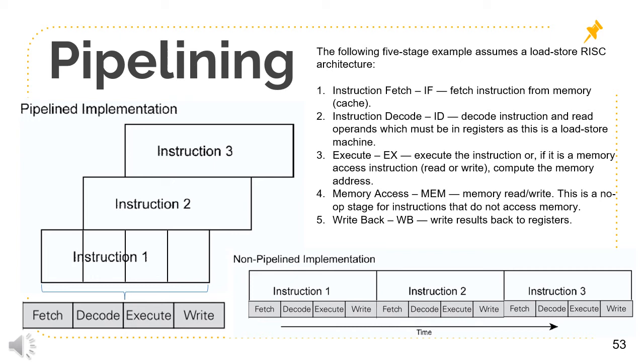Instruction fetch: IF fetches the instruction from memory, cache. Instruction decode: ID decodes the instruction and reads operands, which must be in registers as this is a load-store machine. Execute: execute the instruction or, if it is a memory access instruction, read or write, compute the memory address. Memory access: MEM memory read/write. This is a no-op stage for instructions that do not access memory. Write back: WB writes results back to registers.